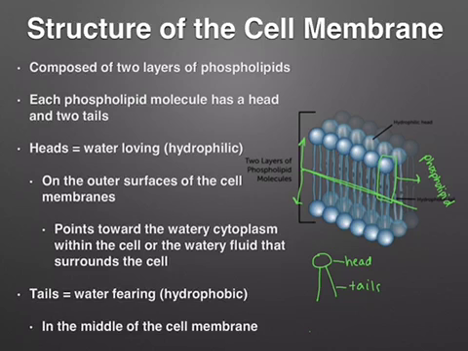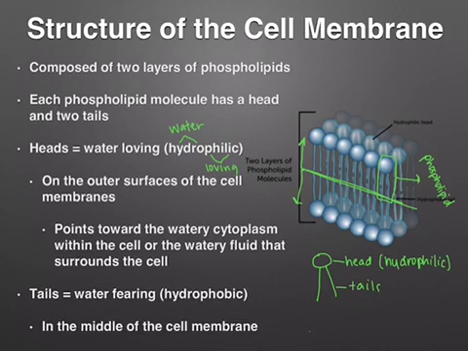And the heads are what we call hydrophilic. So the prefix hydro means water, and the ending philic means loving. So the heads are water loving. They face the outer surfaces of the cell, and they point towards the watery cytoplasm within the cell.